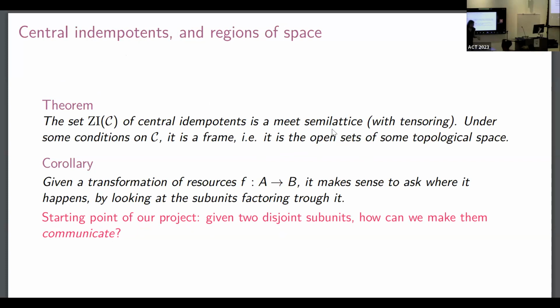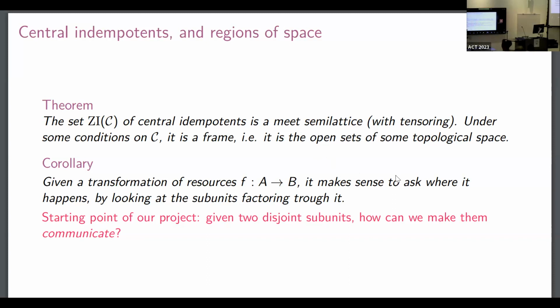And so what is a frame? A frame is exactly the structure that the open subsets of a topological space have. So that means that this lattice of central idempotents is really like a lattice of open subsets of a space. And as a high-level corollary of this theorem, given a transformation of resources in a monoidal category, it makes sense to ask where it happens.